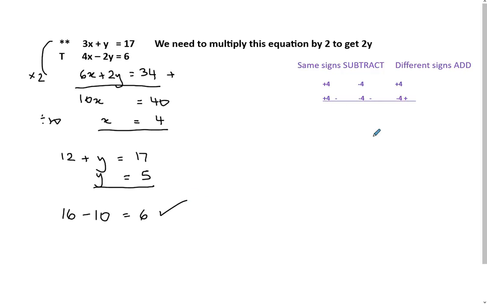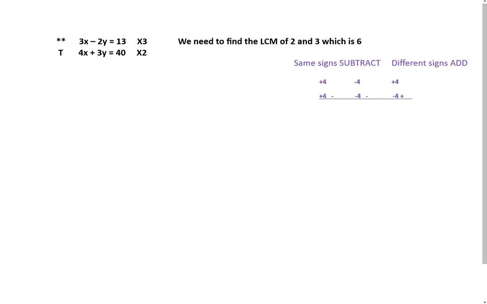Okay, let's try another one where both the y's are different. So here we need to find the lowest common multiple of 2 and 3, which is 6. So we're going to multiply this whole equation by 3 and this whole equation by 2. Okay, so we've got 9x minus 6y equals 39. And multiply this by 2, we've got 8x plus 6y equals 80.